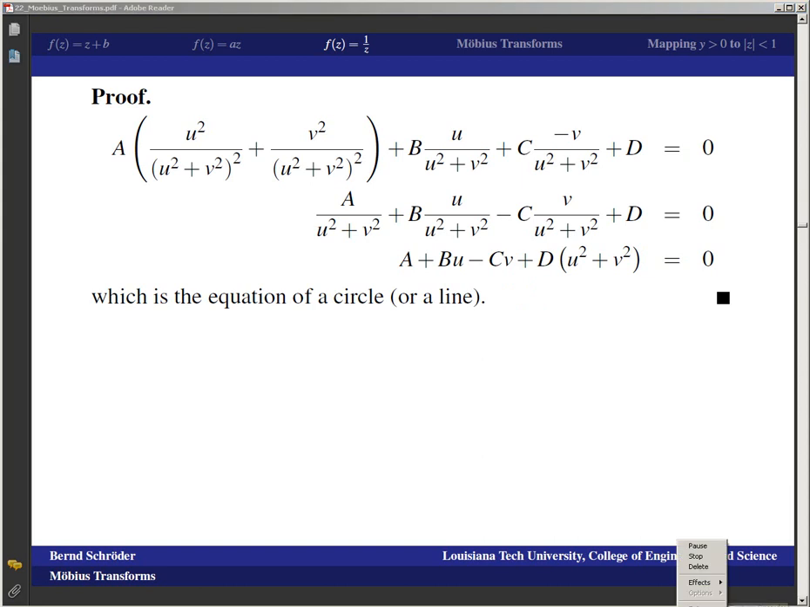Okay, I'm feeling a little strange right now. Give me a minute to pause. We'll get right back to Moebius transforms.